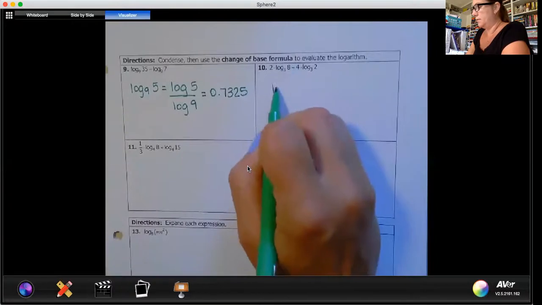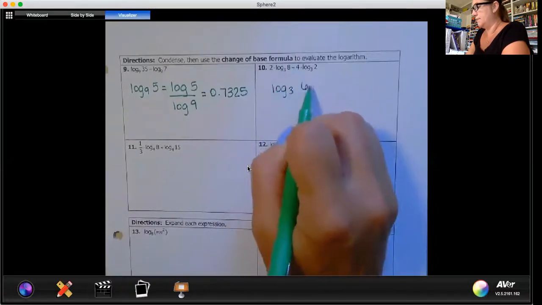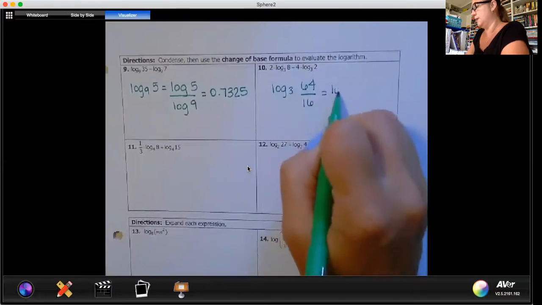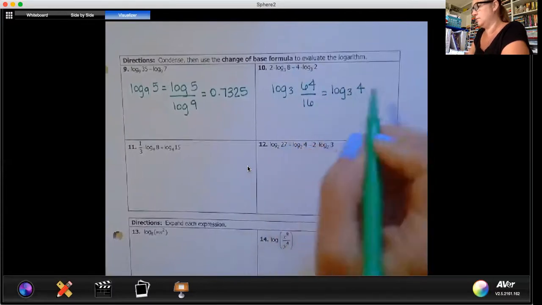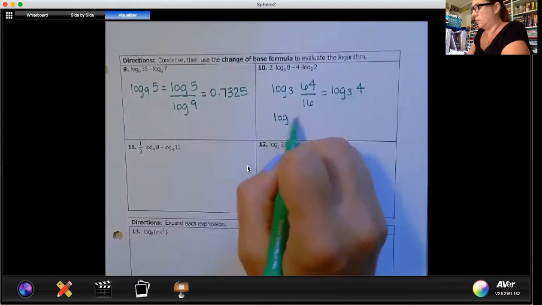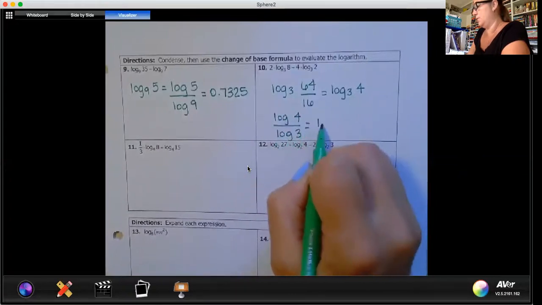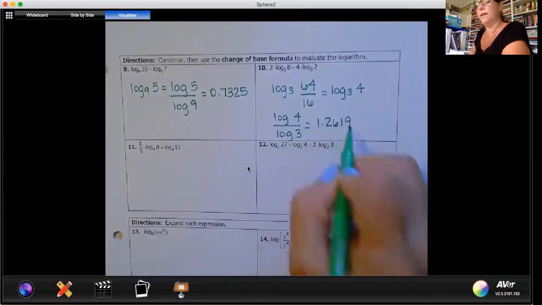8 squared, log base 3 of 64, divided by 2 to the 4th is log base 3 of 4. Log 4, enter, divide log 3, enter, 1.2619.